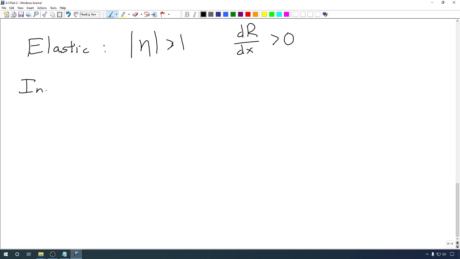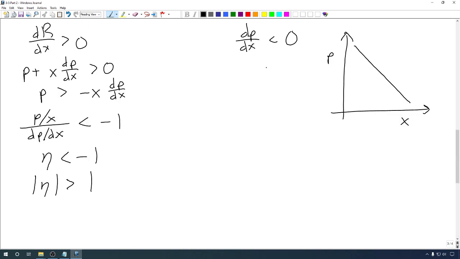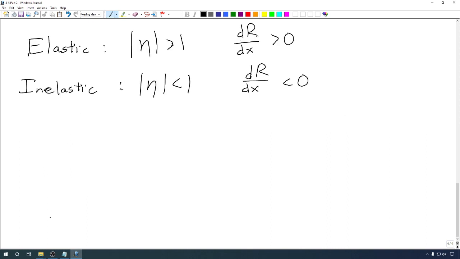On the other hand, if we look at the absolute value of eta being less than 1, that corresponds to dr dx being negative. We could have actually started with dr dx being negative, had the less than 0 here, and then gone through and essentially swapped all these inequalities. The actual algebra there is exactly the same. But we refer to this one as being elastic and this one being inelastic. In this particular case, selling more items actually causes a reduction in the amount of revenue that you get.